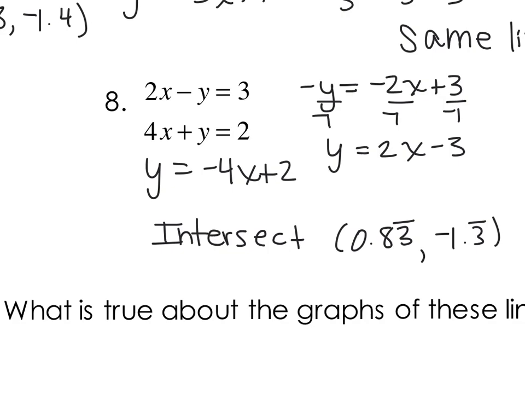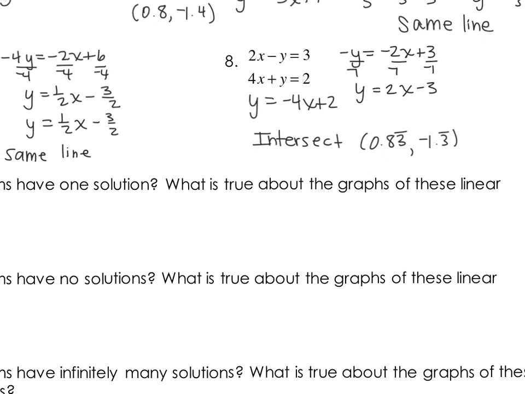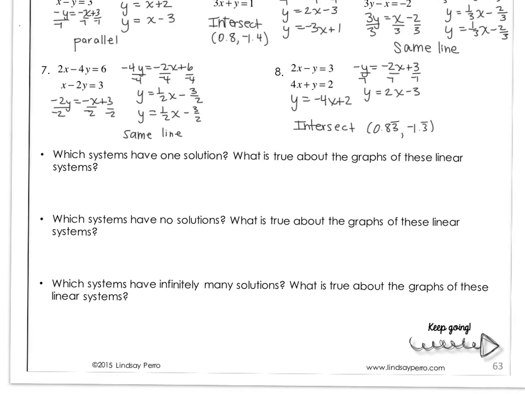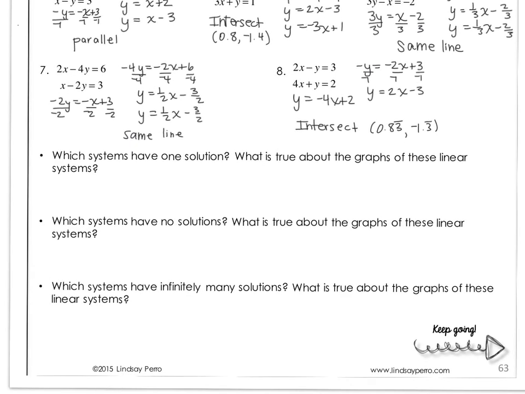All right, so what does this mean? Let me zoom out here. Which systems have one solution? Okay, well, what is true of a system with one solution? It's going to intersect. So something that intersects has one solution. So that's going to be numbers 1, 5, and 8. All intersect at one point. Lines that do not have the same slope are not parallel. They're going to intersect at one point.